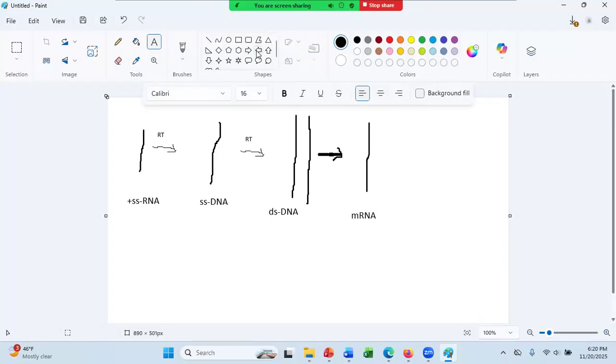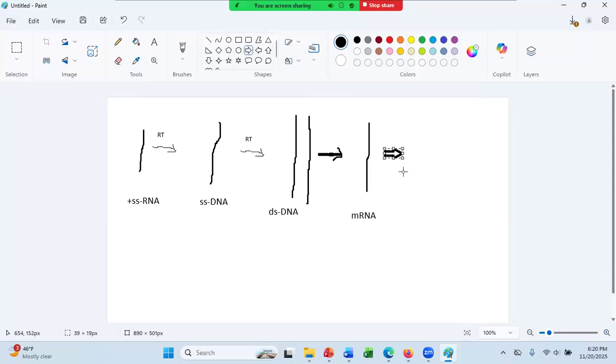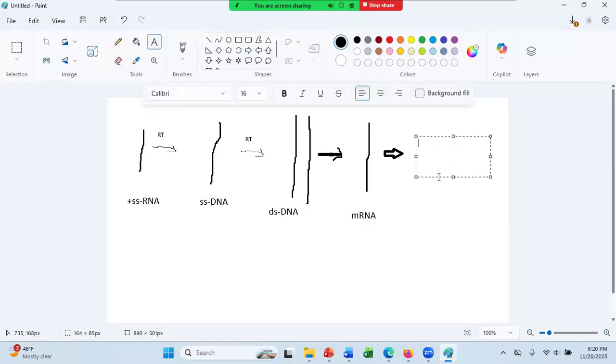Let's see if I can do this better. That's a little better. There we go. I'm just going to make this a word, V for viral proteins. That's not how you spell protein.